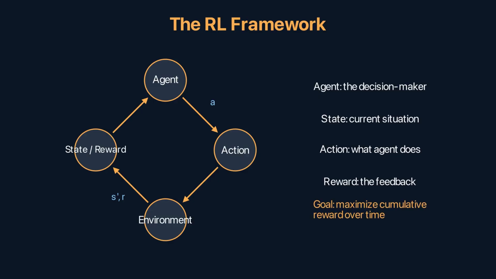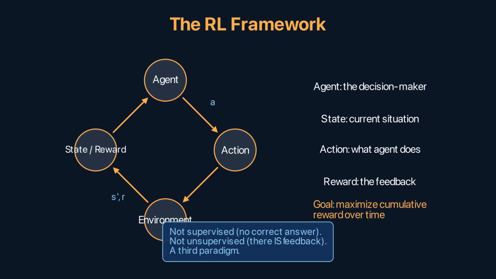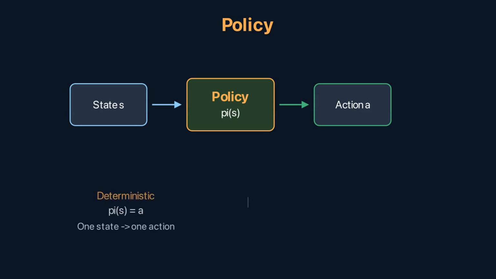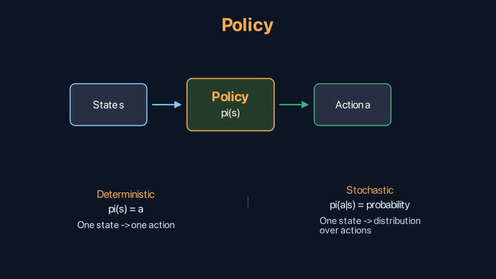This isn't supervised learning. No one tells the agent the correct action. And it isn't unsupervised. There is feedback, just delayed and sparse. The policy is the agent's strategy, a mapping from states to actions. A deterministic policy says, in this position, make this move. A stochastic policy says, in this position, make move A with 60% probability and move B with 40%. Policy is the learned behavior, the chess player's intuition distilled into a function.